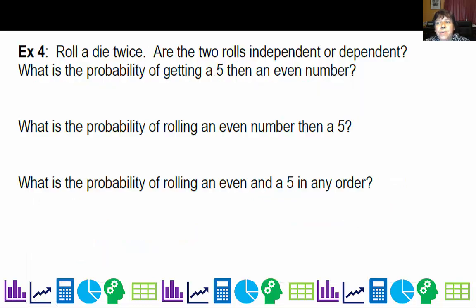Now, let's go ahead and look at rolling a die twice. Are the two rolls independent or dependent? And I should say that they are definitely independent, all right? One roll does not affect another. What's the probability of getting a 5 and then an even number? Well, the probability of a 5 is 1/6. The probability of an even number on the second roll is 1/2. So I just multiply those two. 1/6 times 1/2 is 1/12.